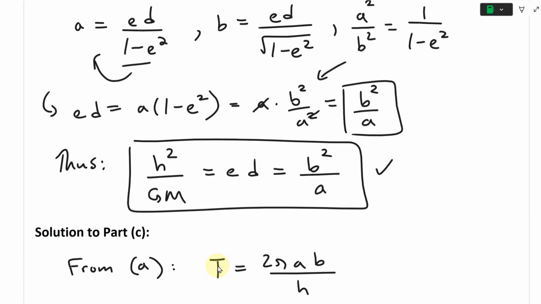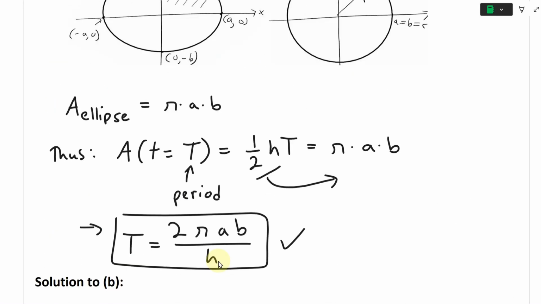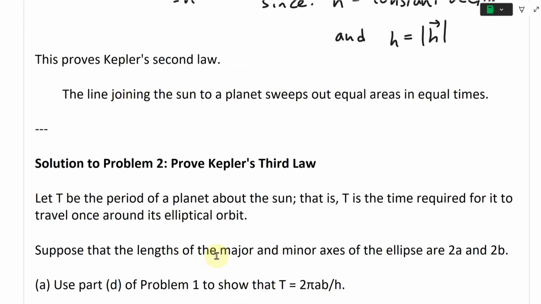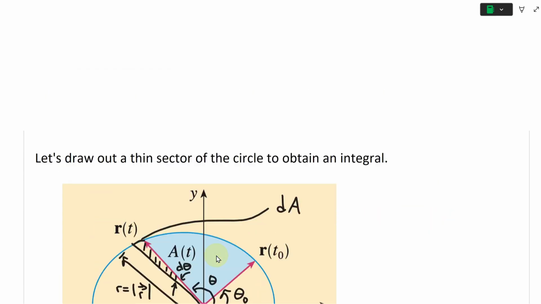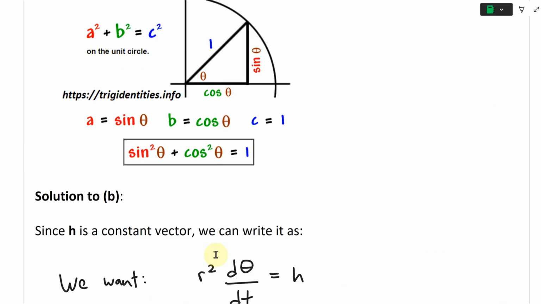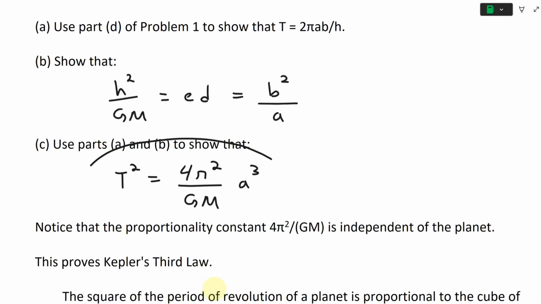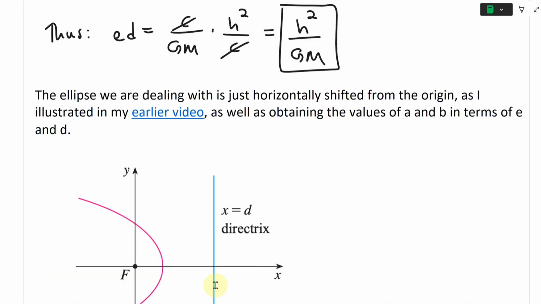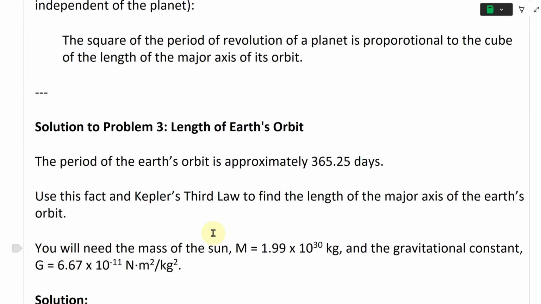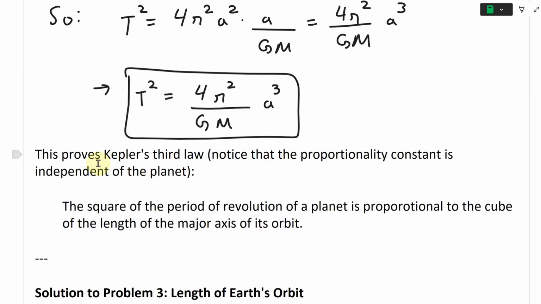And again, we could go all the way back up here and double check it. There is the problem right here: T squared equals 4 pi squared over GM times A cubed. Again, just double check that. So that proves Kepler's third law. Notice that the proportionality constant is independent of the planet. And here's the third law: the square of the period of revolution of a planet is proportional to the cube of the length of the major axis of its orbit.